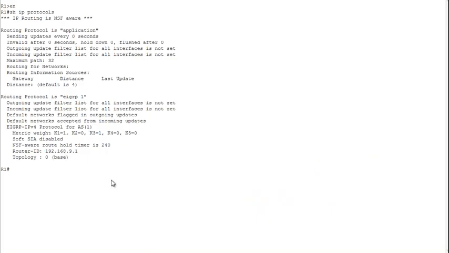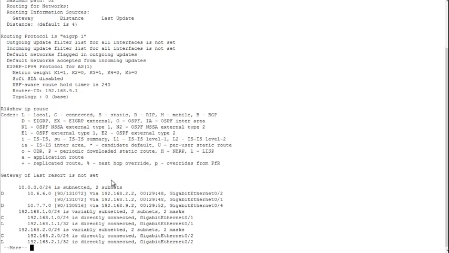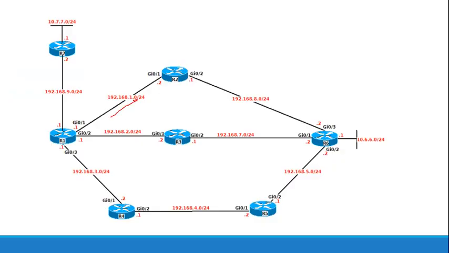So I'm in R1. Remember, R1 has the 3 paths to 10.6.6.0. If I do a show IP route, I see exactly what I said I would see. In order to get to 10.6.6, we can go through 192.168.2.2 and 192.168.1.2. And again, that's this one goes to 1.2, and this one goes to 2.2.